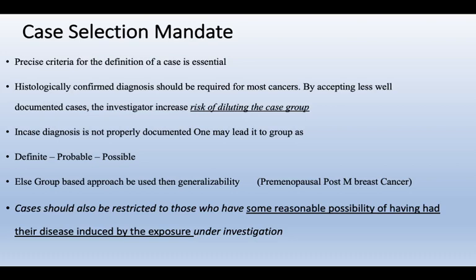Okay, so histologically confirmed diagnosis should be required for most cancers. And then we are saying, by accepting less well documented cases, the investigator increases the risk of diluting the case group. Like for example, in COVID-19, if we are including every individual who is suffering from cold or flu or sore throat, the risk of diluting the case group is increased. So we believe in definite diagnosis rather than probable or possible means. Okay, so the cases should be restricted to those who have some reasonable possibility of having or had their disease induced by exposure under investigation. That's important.